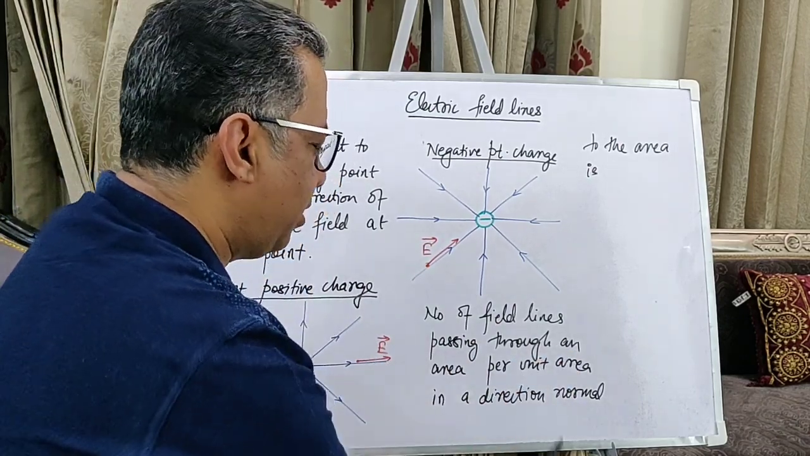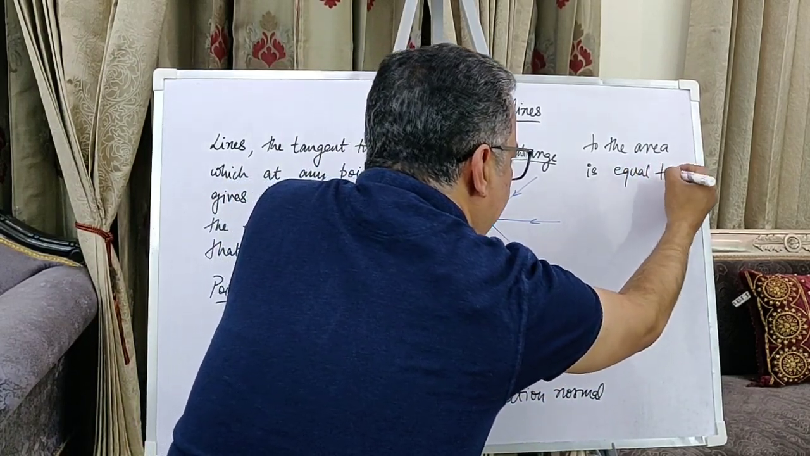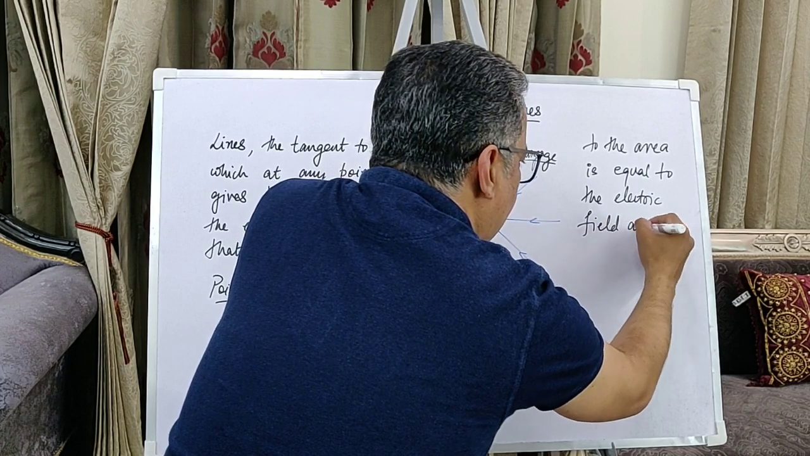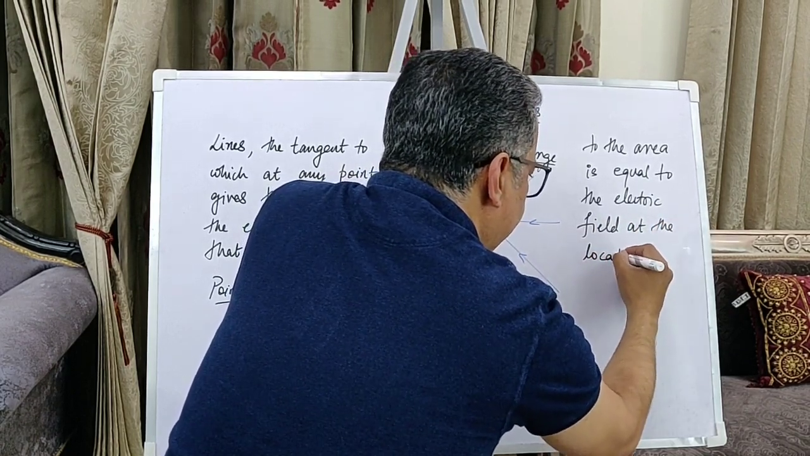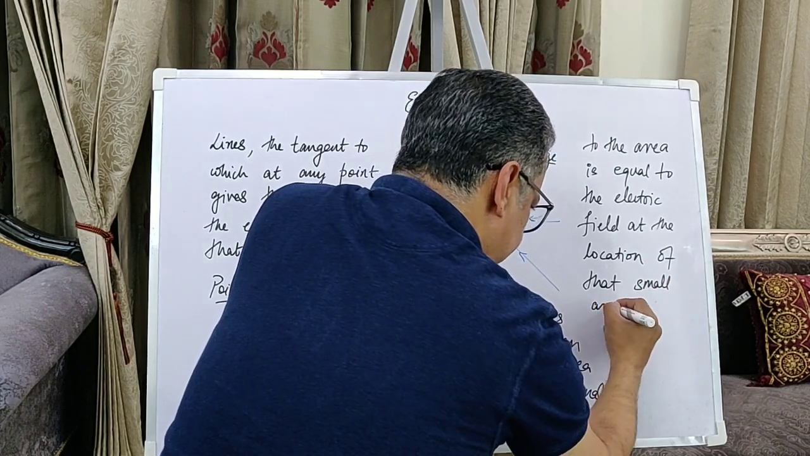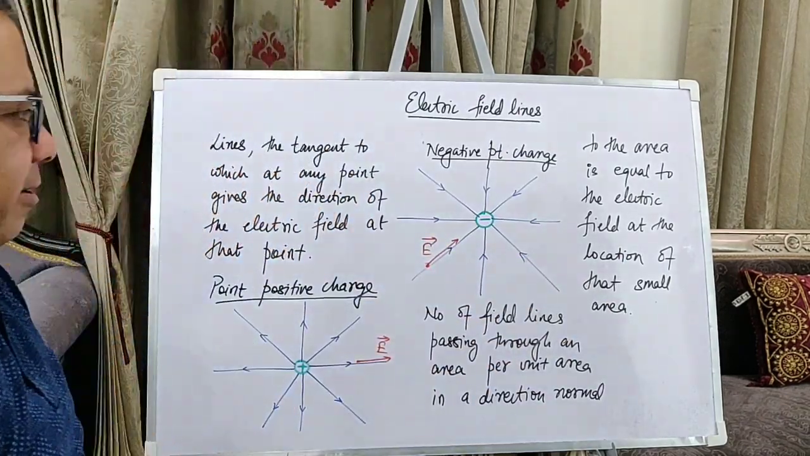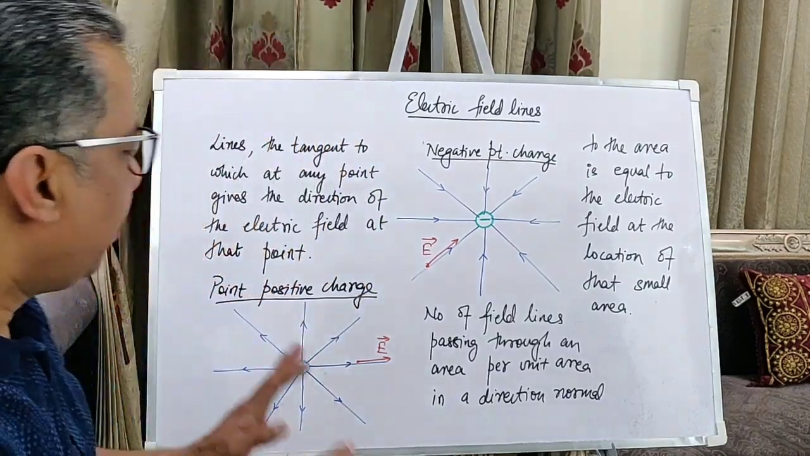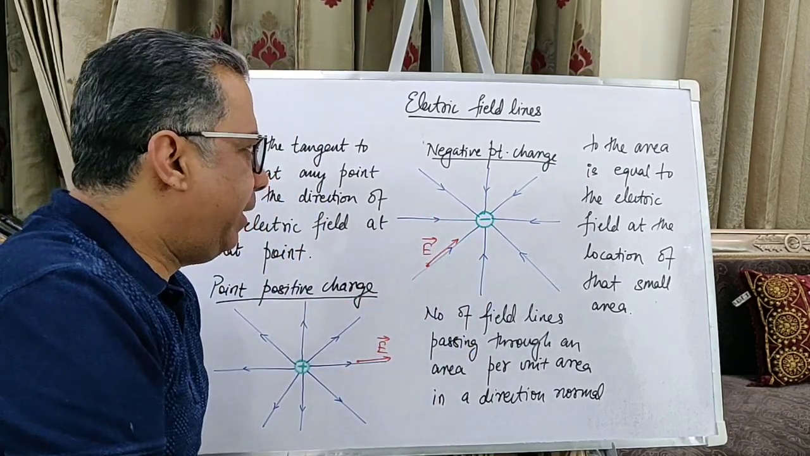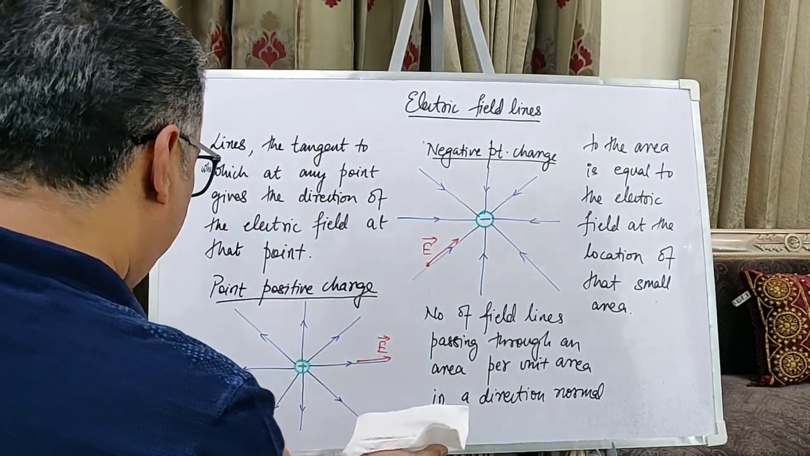So the number of field lines passing through an area per unit area in a direction normal to the area is equal to the electric field at the location of that small area. Now we have to take a small area because we are assuming that through the area the electric field is constant. So these are the field lines for positive point charge and negative point charge respectively. Now things start to get a little more interesting when we have more than one charge, and we'll take up those cases now.